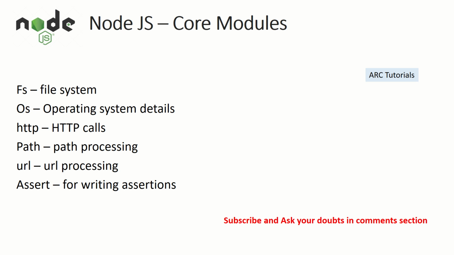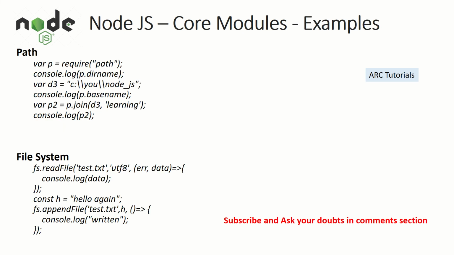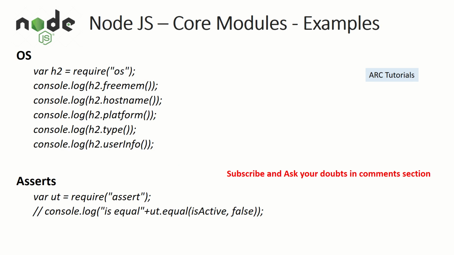Try and implement them, try and use them. As we progress along, I will show you different core modules. We will use them to do our work. All right, so these are some of the examples, like path, right? You want to get directory name, base name, etc. You want to join them, you can do that. File system we just saw. Operating system, right? We can get host name, platform type, user info, etc. We can do assert, right? We can use assert to compare and check the values.